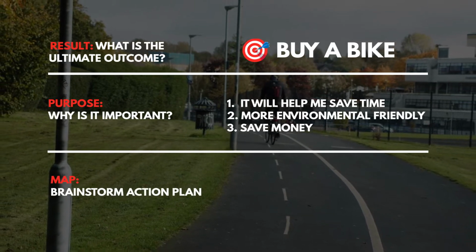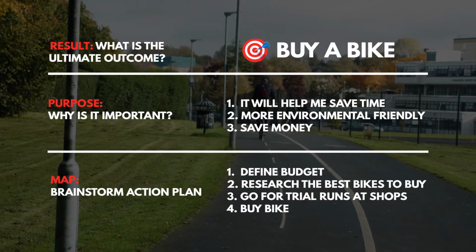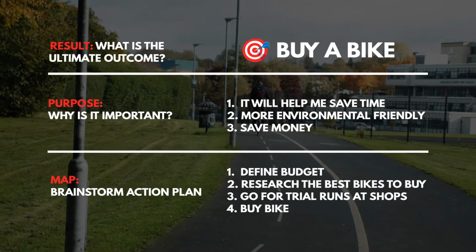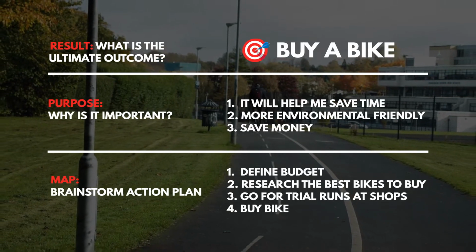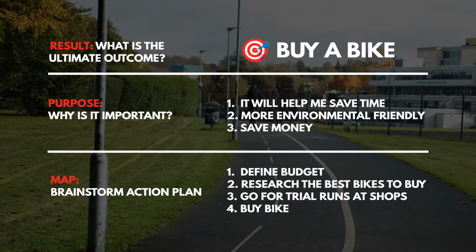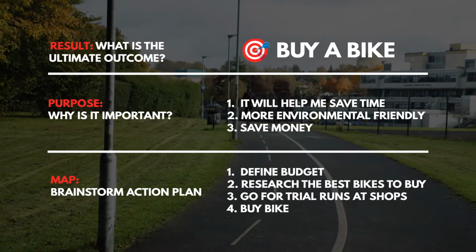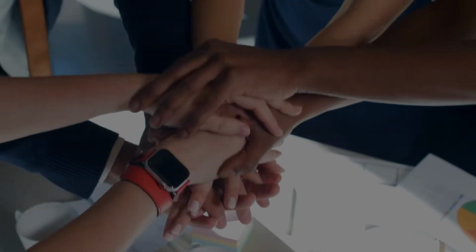Map. Number 1, define the budget. Number 2, research the best bikes to buy. Number 3, go for trial runs at shops. Number 4, buy bike. Here's another one.